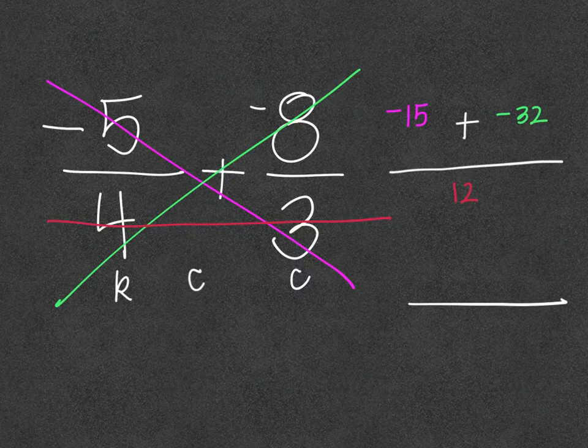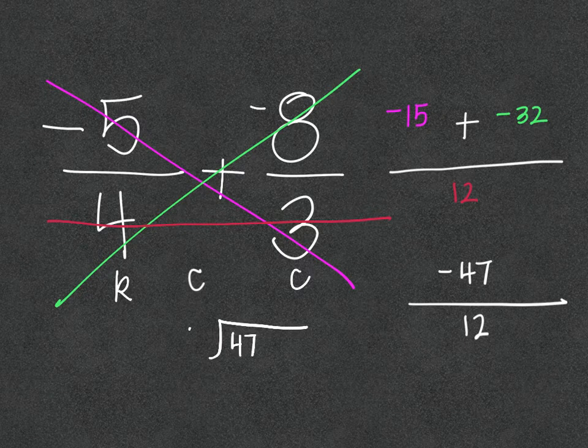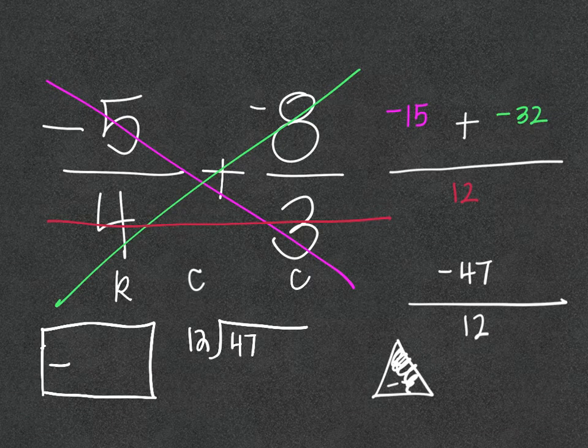-15 plus -32, it's -47, and our 12 stays like our 12. And then we can turn that into a mixed number. So we'll use that top in the box trick. And since we've got one negative number, that still goes with this trick here. We're dividing, we've got a negative and a positive. So our answer is negative, so we can get our answer box ready and put a negative in it so we don't forget.